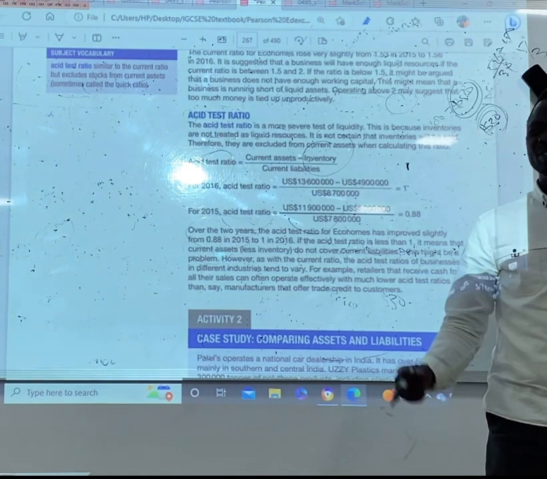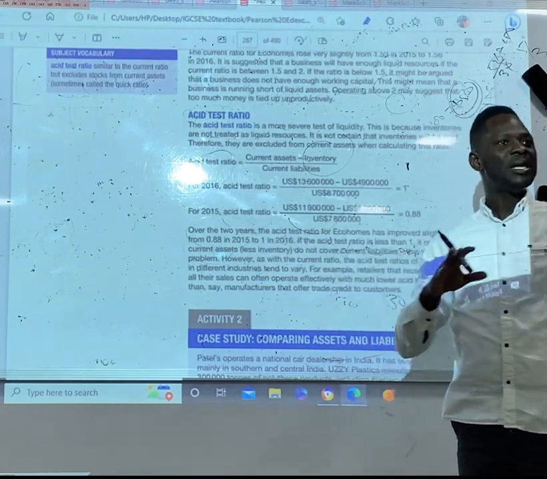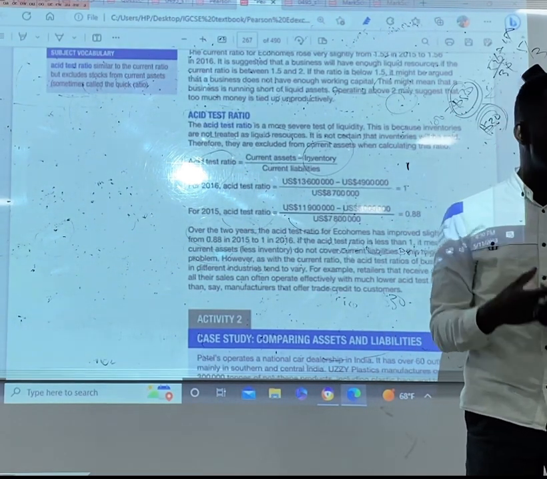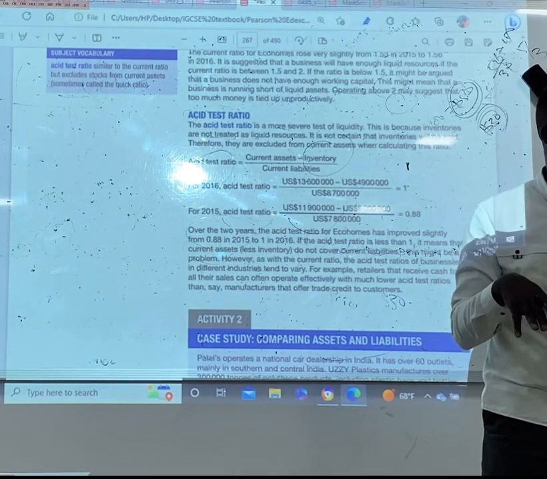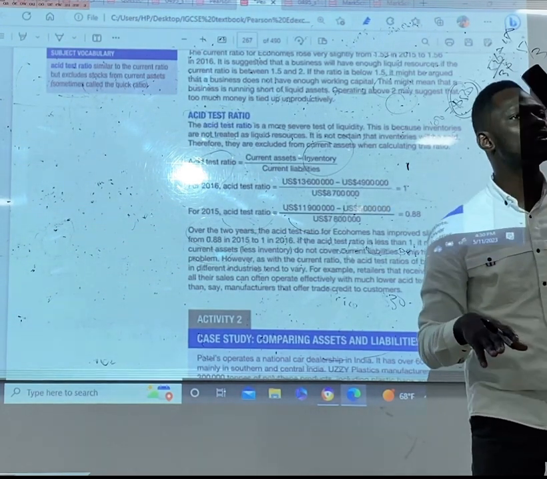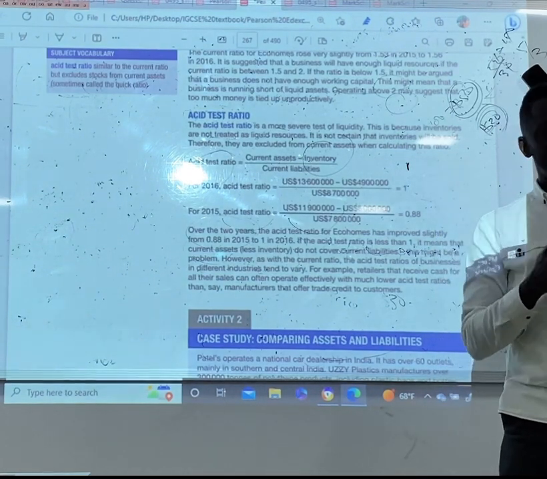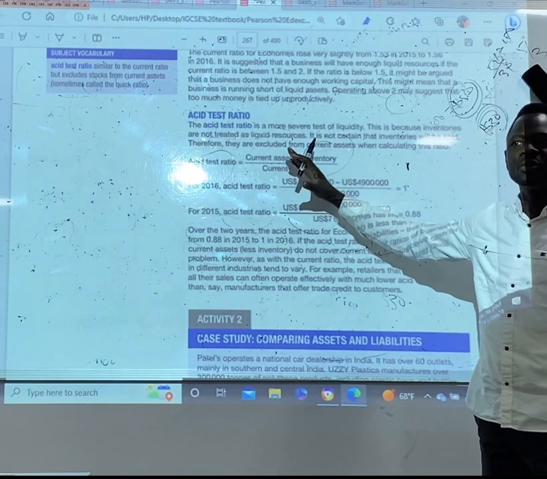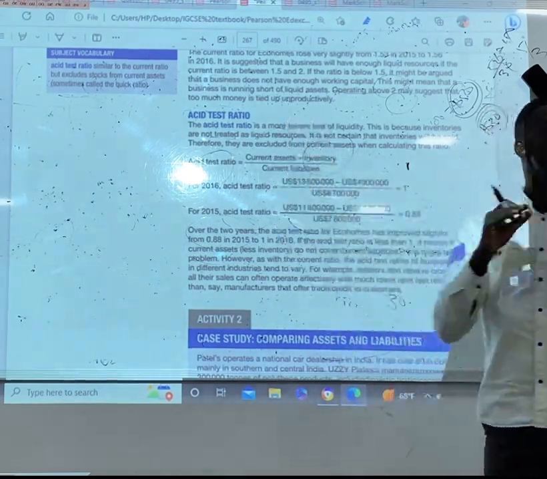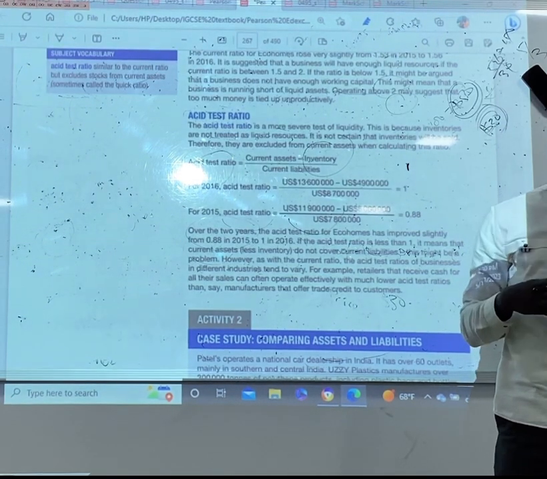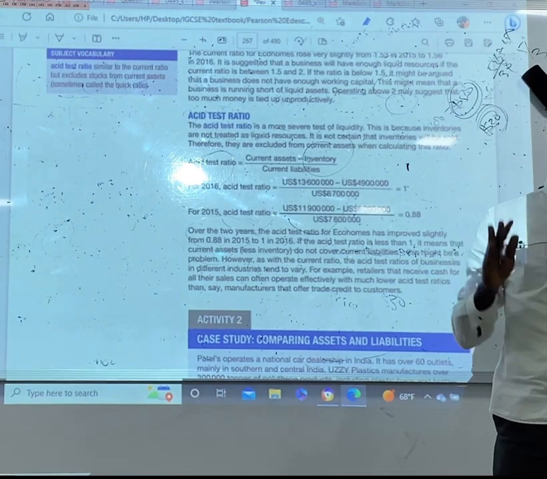Do we get the point or not? We use asset test ratio to be able to know if we are able to pay our present bills without selling our stocks. Do we have the ability to do that as a business? That's what we use asset test ratio for. For current ratio, we only want to know the figures we have. Do we have the ability to pay our debts, including the stocks?